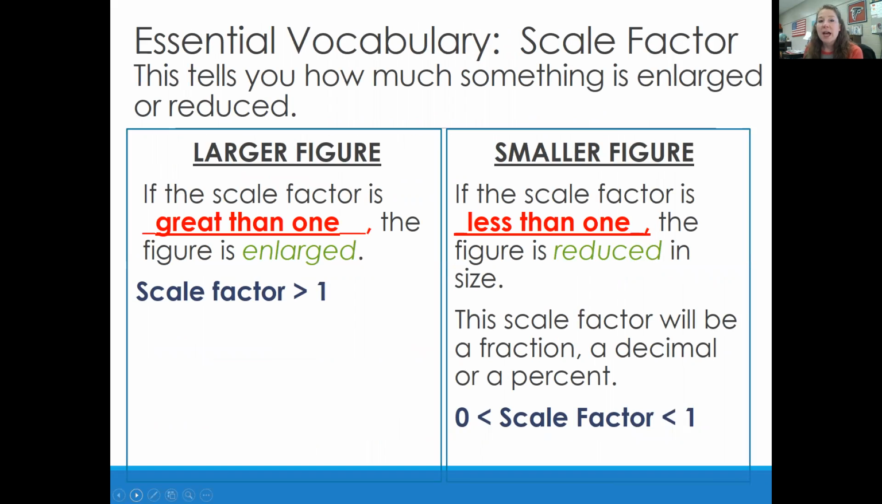So the way to tell how much bigger or smaller an image is compared to the original is through the scale factor. So if you take a triangle and say, I'm going to dilate it by a scale factor of 1, basically you're creating a congruent triangle, because let's say the triangle's on a coordinate plane, and if you multiply every coordinate by 1, you get the same number. So if you have a scale factor greater than 1, your image is going to be larger than the original. If you have a scale factor of less than 1, you're going to have an image that is smaller than the original.